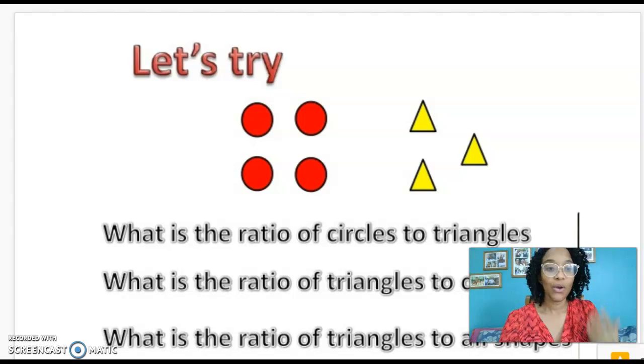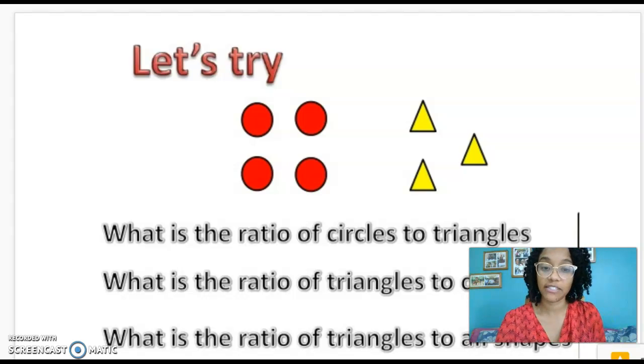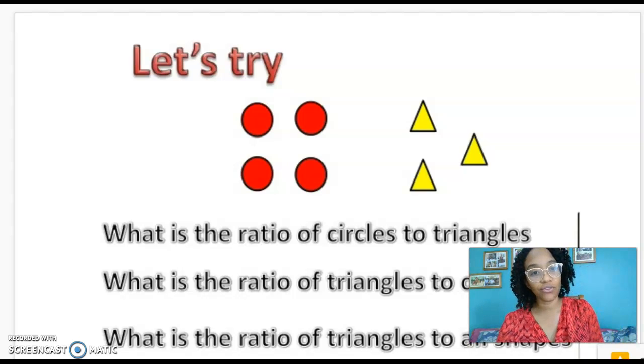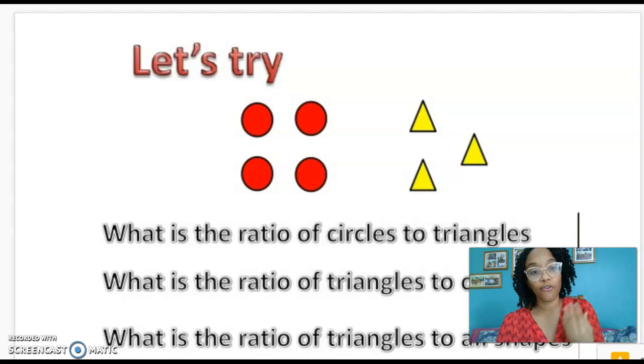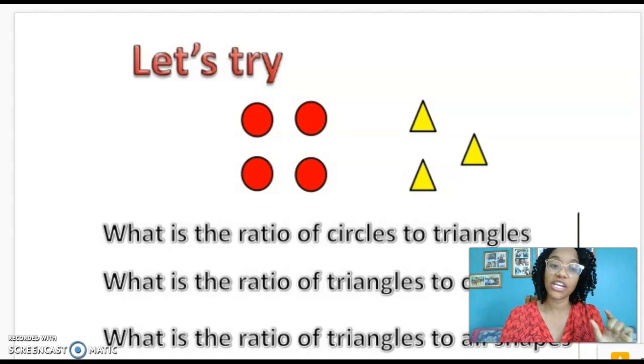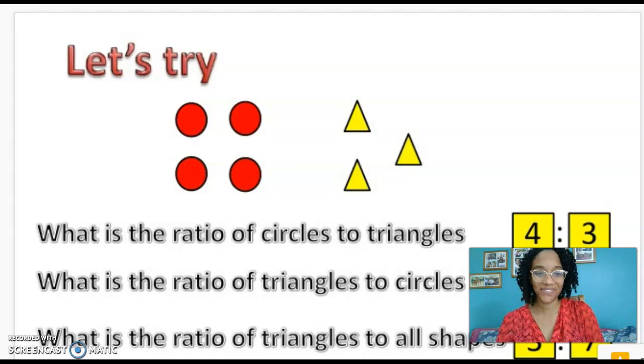Let's try. We found the ratio of circles to triangles, 4:3. We found the ratio of triangles to circles, 3:4. Now, what's the ratio of triangles to all shapes? Well, first we need to figure out how many shapes there are altogether. If there are 4 circles plus 3 triangles, 4 plus 3 gives us 7. So if we're making the ratio of triangles, 3, to all shapes, 7, we're going to have the ratio 3:7. Do you see how this is a little bit different from making a part-part ratio, where we're counting the circles and counting the triangles? This time we actually take a step back and look at all of the shapes together. So here are your answers here, which you can see.